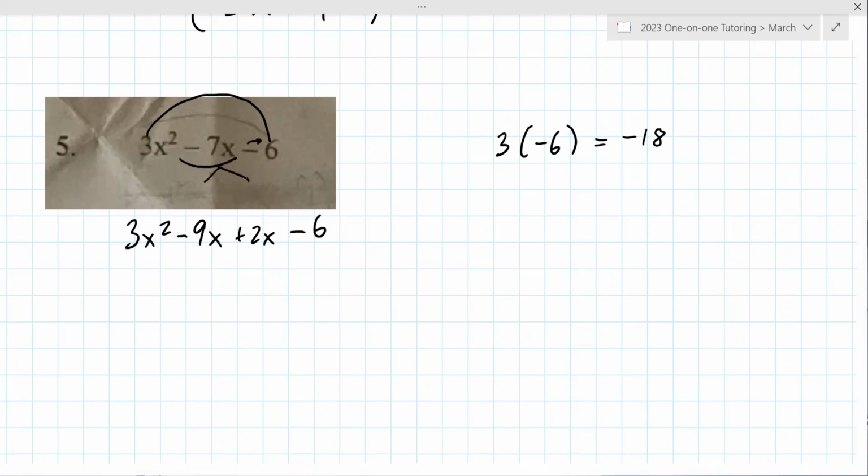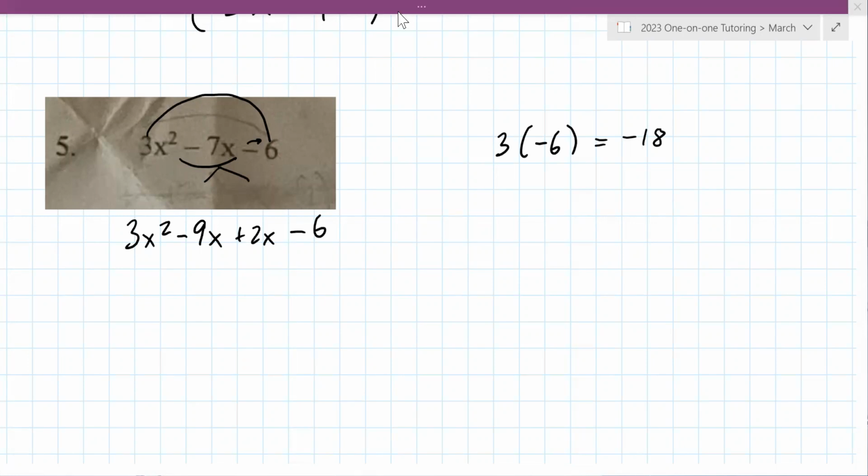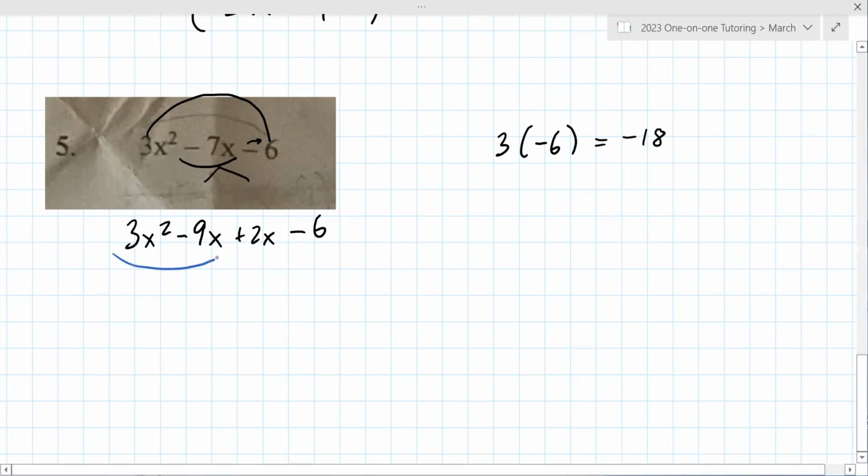Now, do you remember what to do from here with the factor by grouping? Yes, I think it was... So you look at those two and find the GCF again. And that is 3x. So you're dividing each of those by 3x. Tell me what goes in parentheses, please.